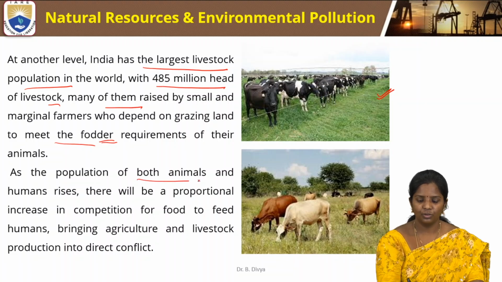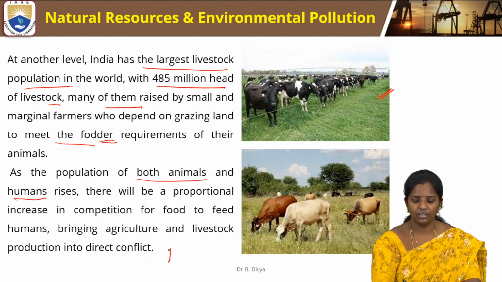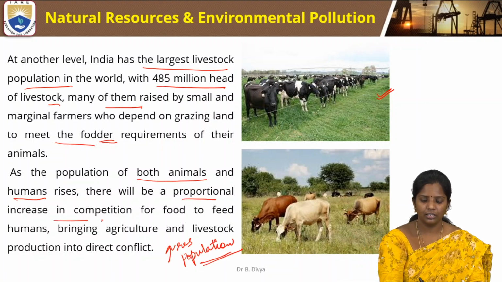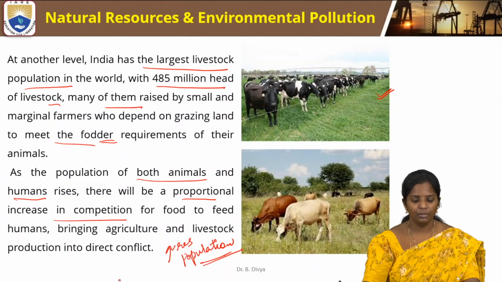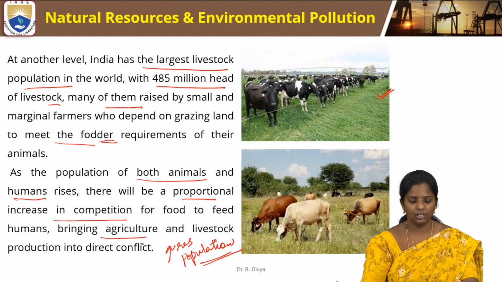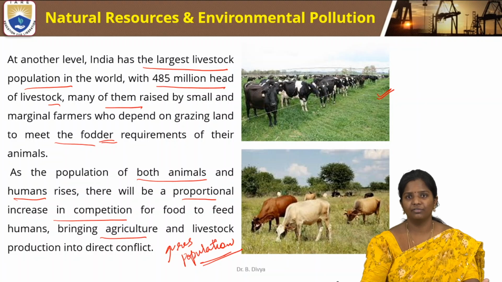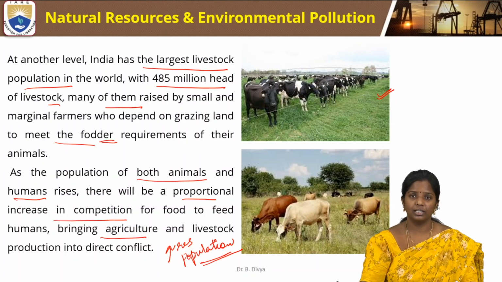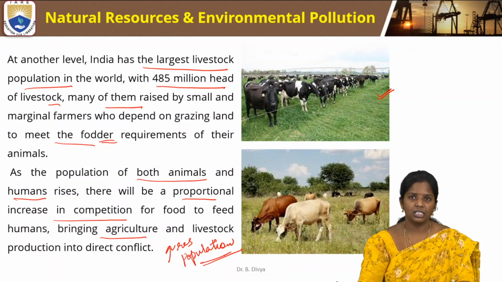So as the population of both animals and humans rises, our wants and needs also increase. So there will be a proportional increase in the competition for food to feed humans, bringing agriculture and livestock production into direct conflict. It means even the animal has needs for food, and humans also require food for survival. So this is how the conflict arises when the population increases, that directly affects the food requirements.